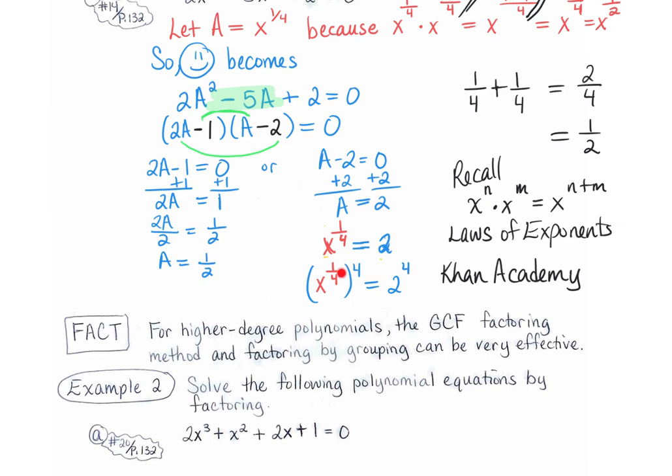Now, here, the 1/4 times the 4 is 1, right? Which leaves us with what on the left side? Yeah, which is exactly what we wanted. So we have X equals what? 16. You got it. Very good. And then we have to go back and do the other side. A equals 1/2.